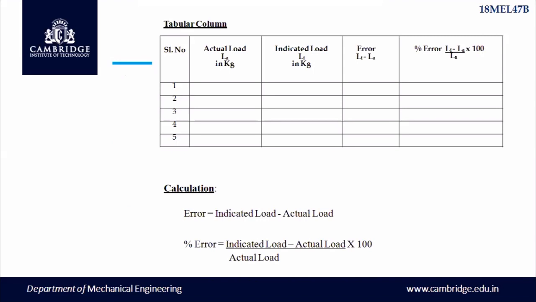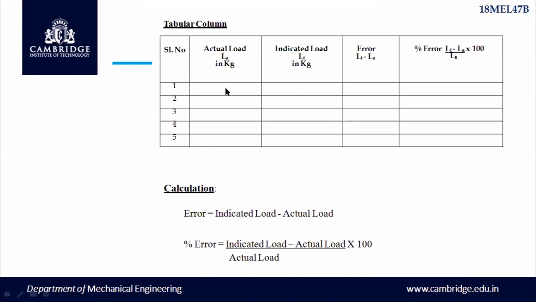This is the tabular column. The actual load in kgs. Actual load means the dead weight you're going to place on the pan: 0.5, 1, 1.5, 2, 2.5, like that. The weights will be added incrementally in steps of 0.5 kg. What is the indicated load? That is the digital indicator reading, and the error, the difference.